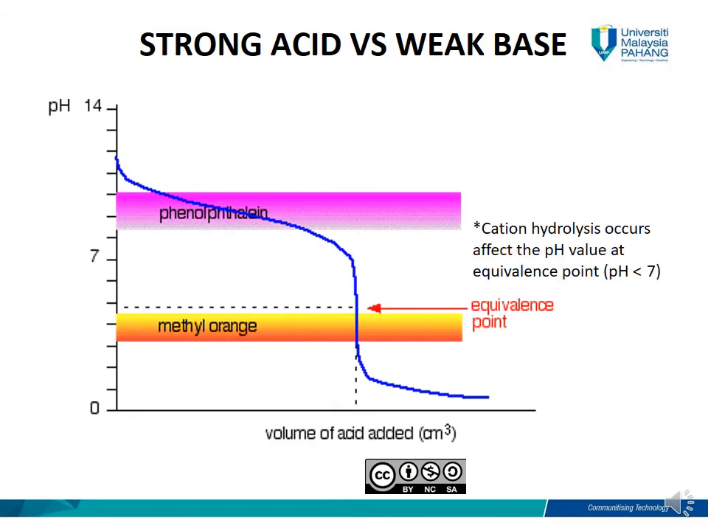And now let's go for the strong acid versus a weak base. By the time we do a titration for the strong acid and weak base, basically the equivalent point will go more to the lower pH value, which means that it will be less than 7. In this case we can see that in the mixture, strong acid is dominant. So that's why the equivalent point is less than 7.